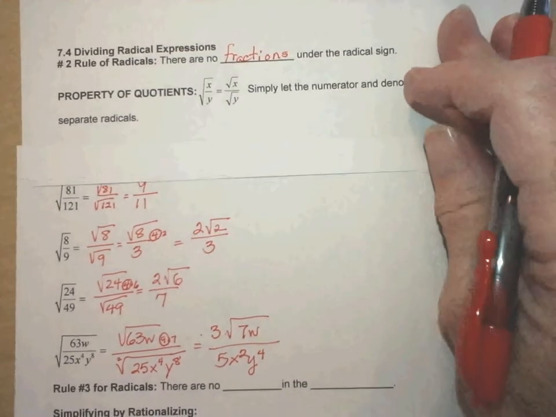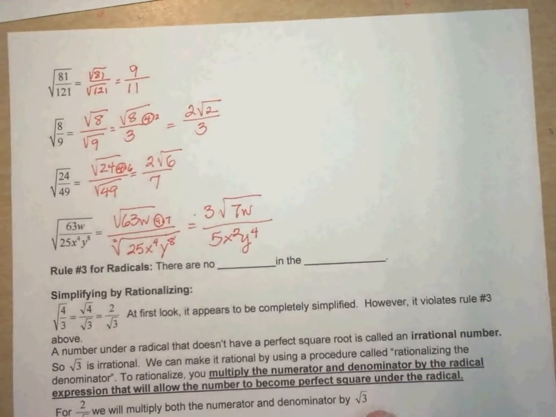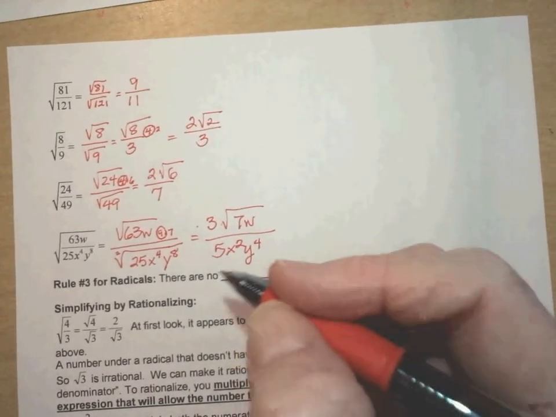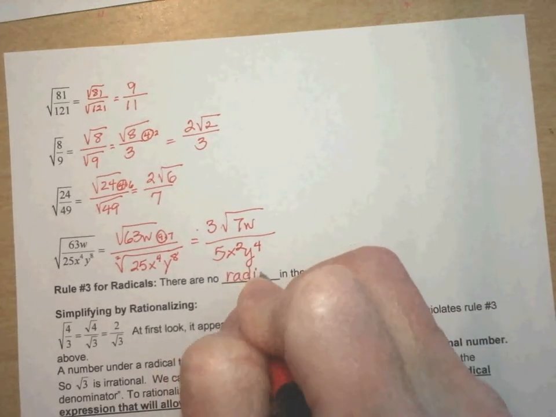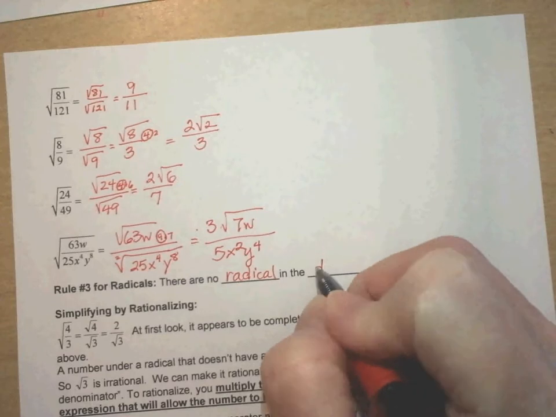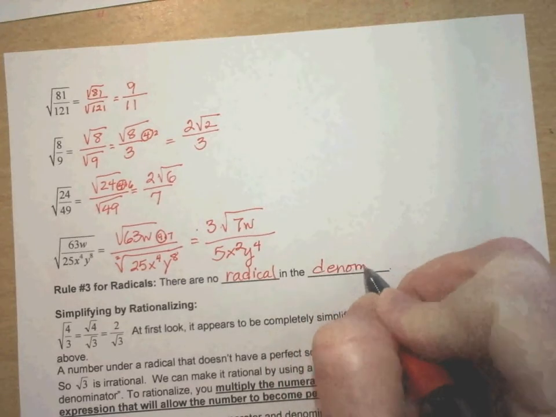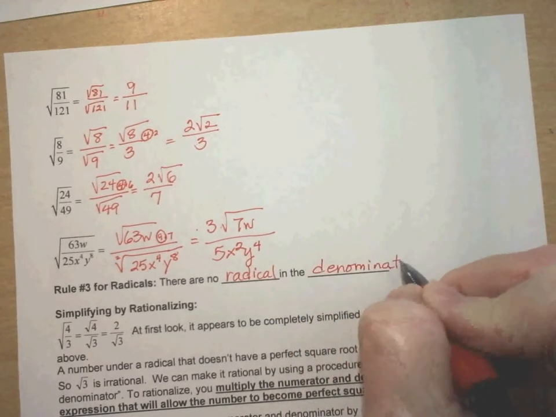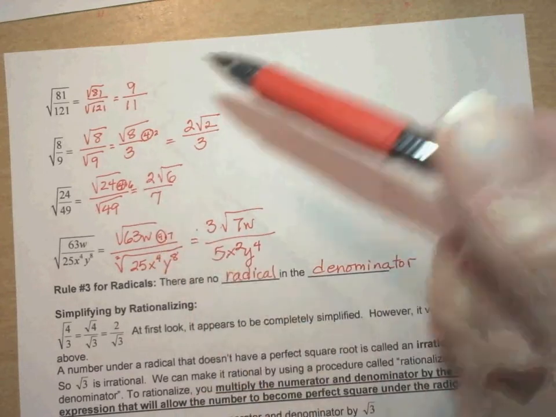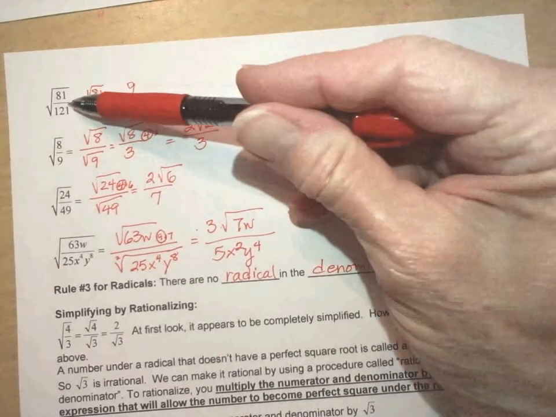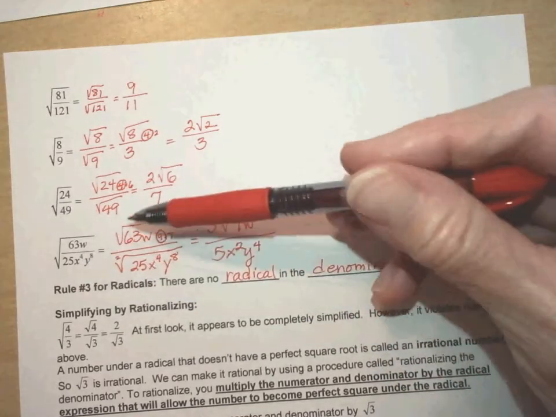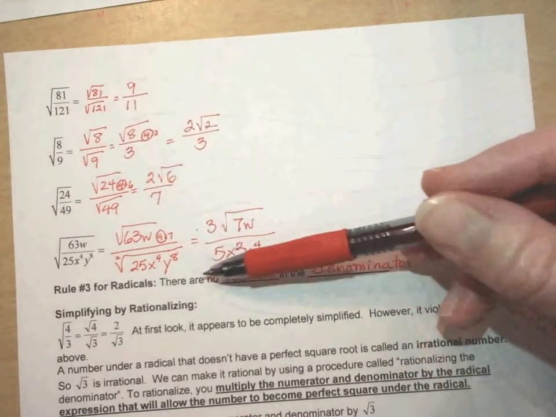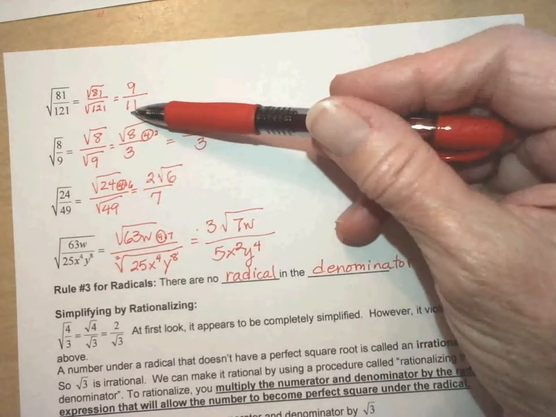Now, rule number 3 for radicals. Rule number 3 says there is no radical in the denominator. If you notice on all of these, it just so happened that the numbers underneath on the denominators were all perfect squares. So those all came out to be good numbers because they were perfect squares.